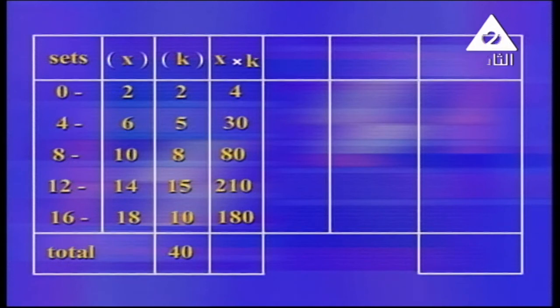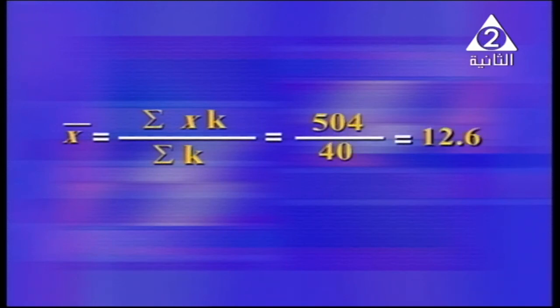Then here we must first find x bar, which is the mean. What about x bar? You know that x bar equals the sum of x times k, which is 504, divided by the sum of k, which is 40. Then we are going to find that x bar equals summation of x times k over summation of k, which is 504 divided by 40, which gives a result of 12.6.